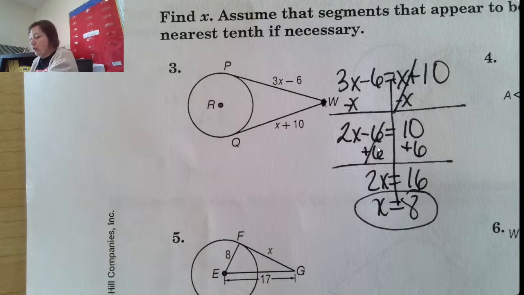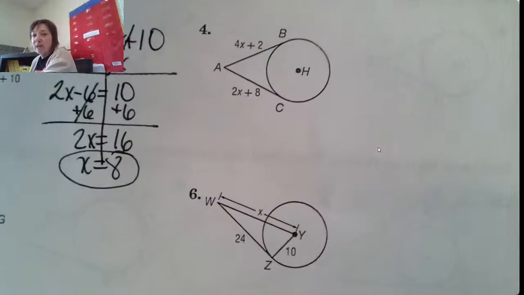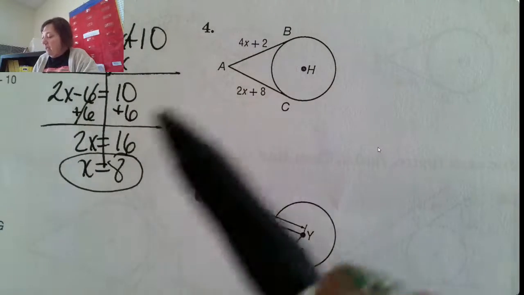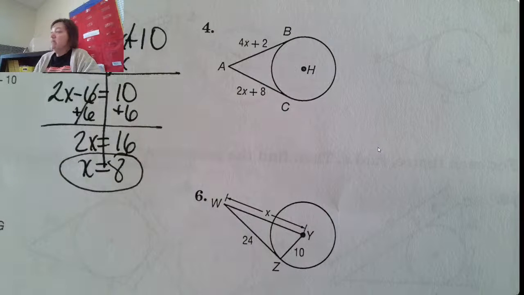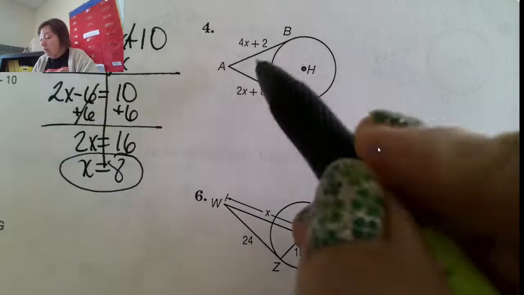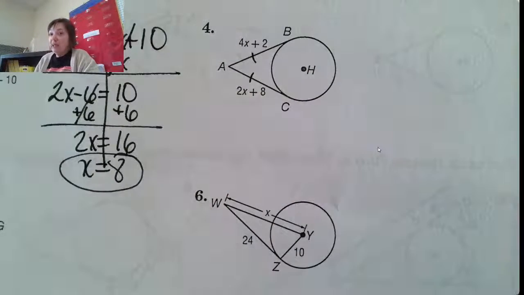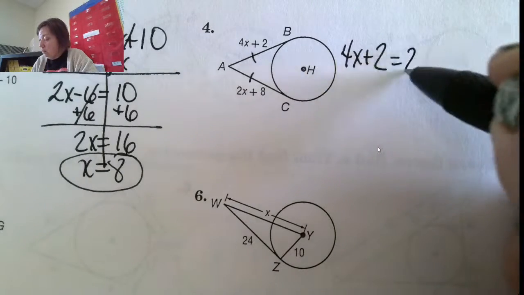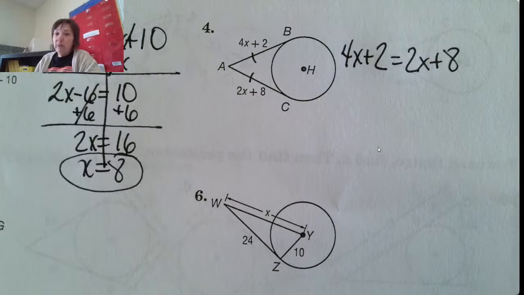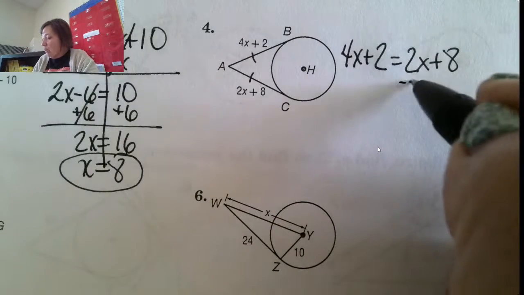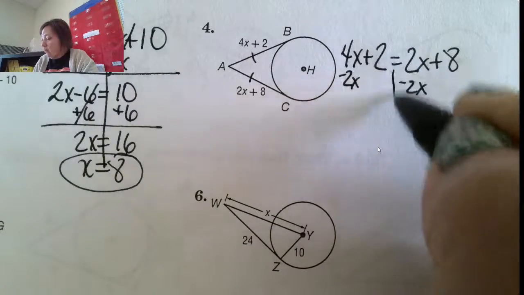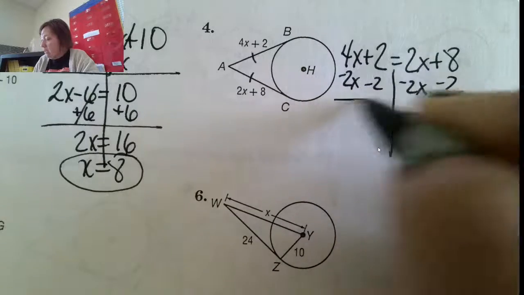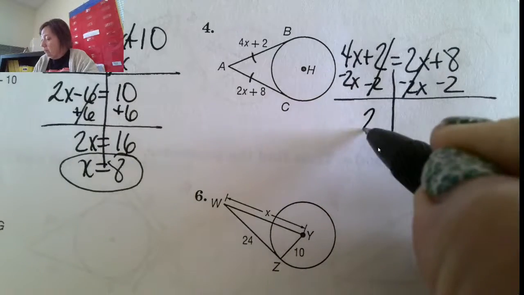Number 4, same song, second verse. AB and AC are tangents. Because they look like tangents, we are assuming they are tangents. That means that they are congruent, which means they equal the same thing. You already got your answer? Good job. So I'm going to go ahead and work it out. You work it out on your stuff, I'll work it out on mine. We'll come together in a second and see if you have the same thing I do.